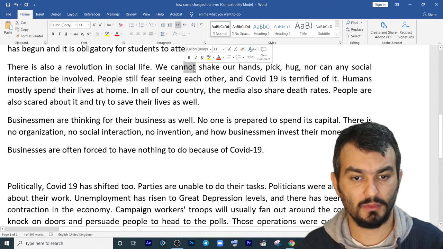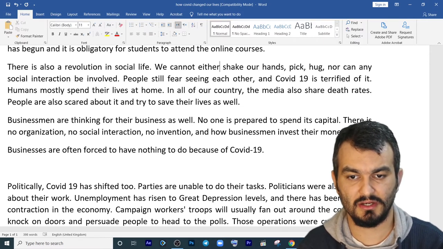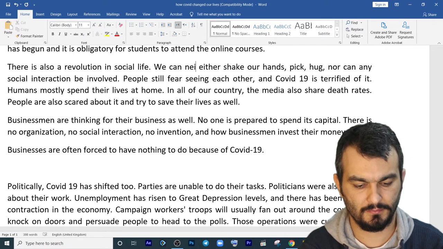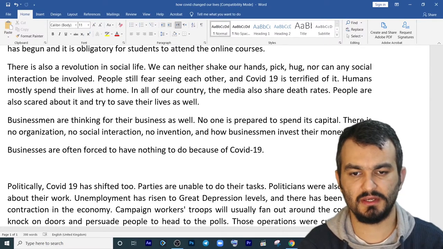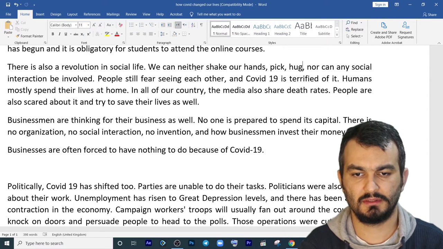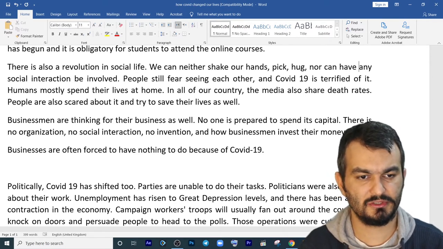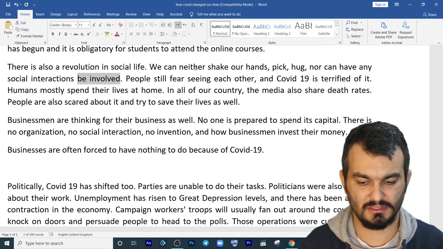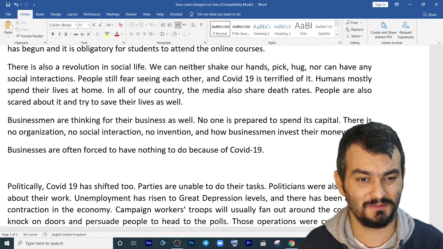I would say we cannot either shake our hands, pick, hug, nor can have any social interactions. Yeah, be involved cannot fit here. Can have any social interactions.